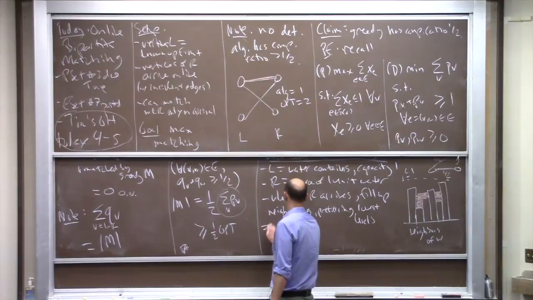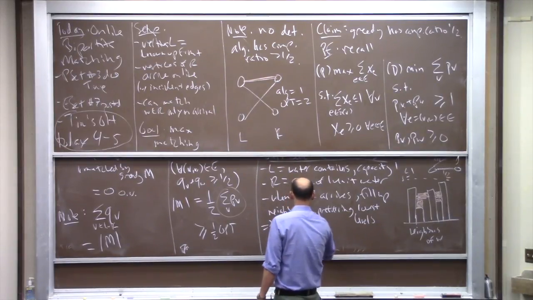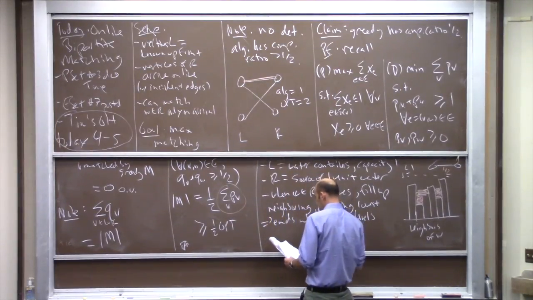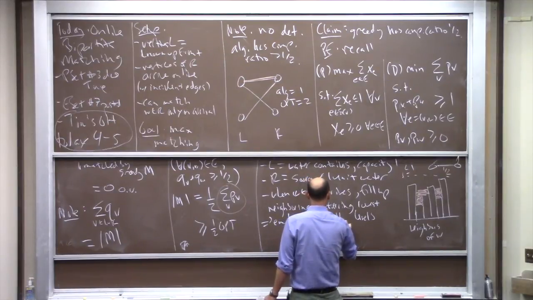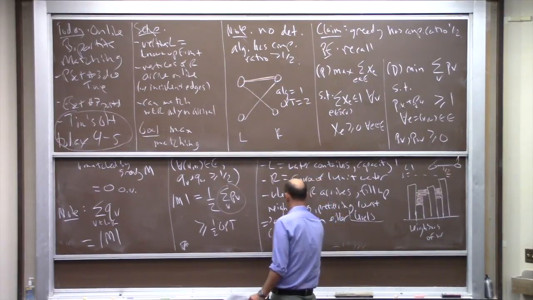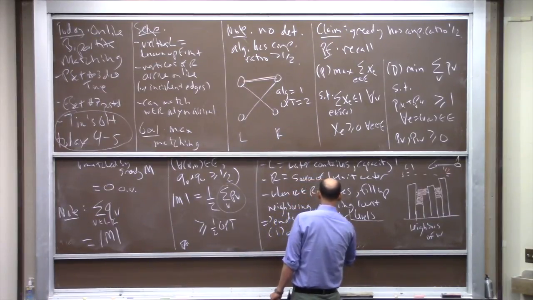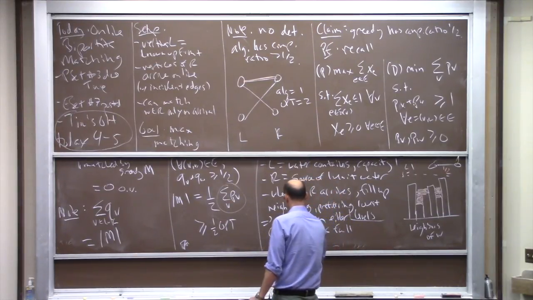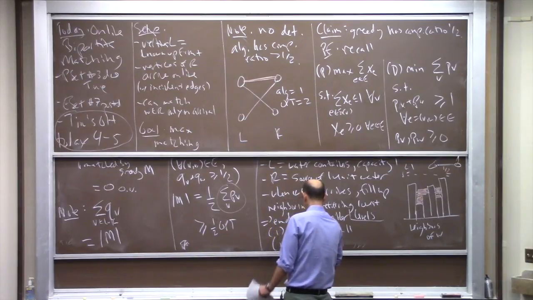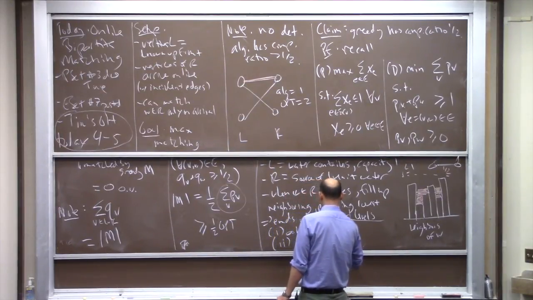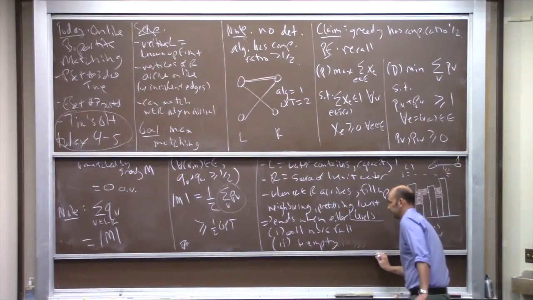So it ends when one of two things happens. Either, 1, all neighbors are full, or 2, W becomes empty, i.e. it has no water remaining.